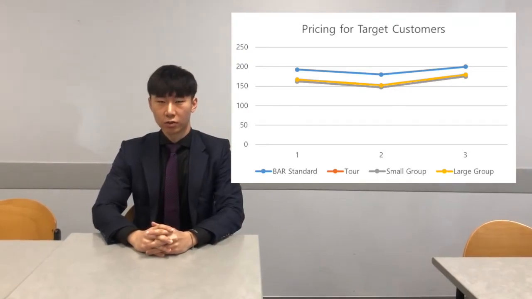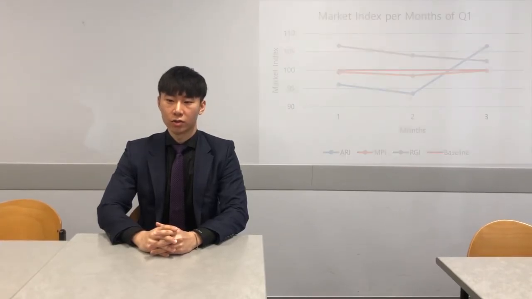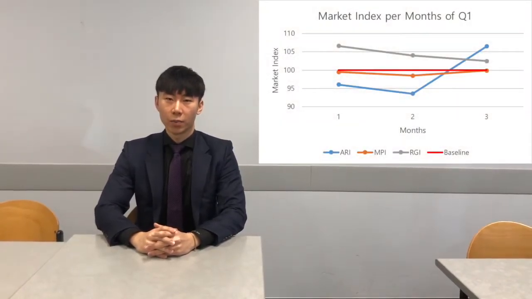Therefore, we decided to increase our price, which increased ARI to 106.5 and brought MPI up to 99.9 again at the end. And RGI went down continuously as our competitors also increased their revenue but was still above 100. Our prime marketing strategy for the first quarter was to analyze our competitors.